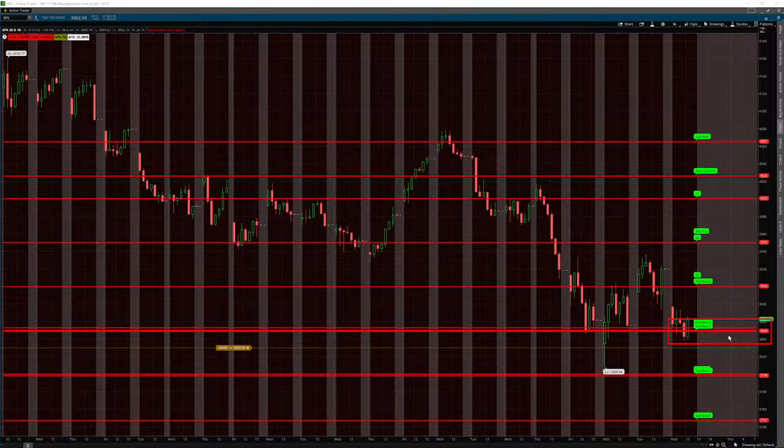And then the other levels that are in play are the 3800 put wall. Here's the 4000 key gamma strike. And then note the drop in the call wall down to 4065.